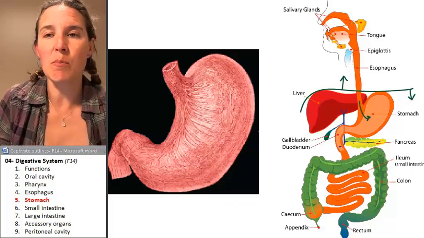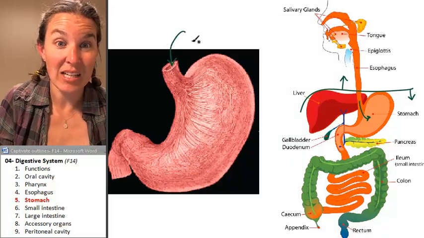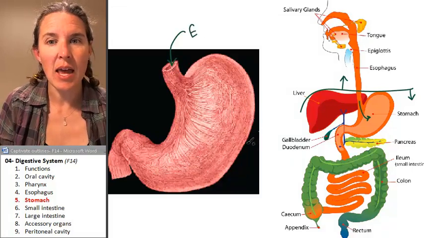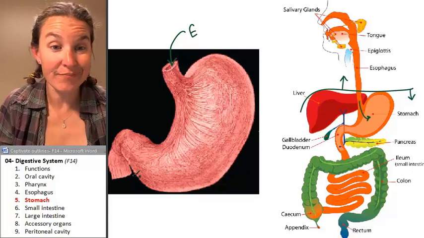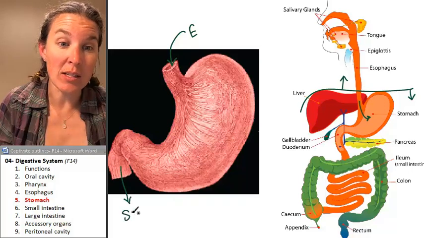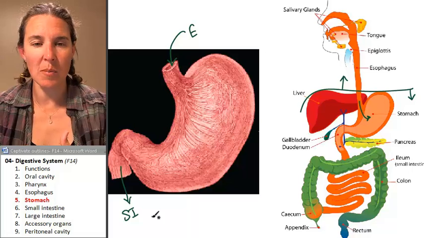So let's label some parts of the stomach. First of all, what is this tube right here? That's the esophagus. And from the stomach, where are we going to go next? We're going to go into the small intestine. And the small intestine has many parts, and that's what we're going to talk about next.